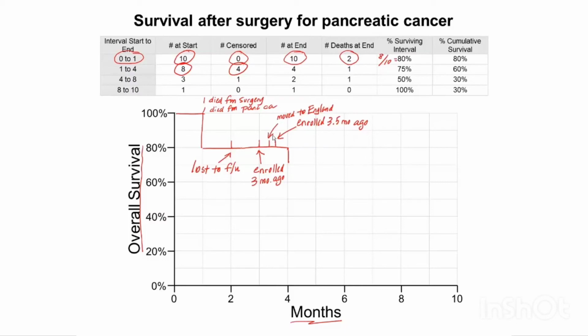Now at the end of this interval from 1 to 4 months, there are 4 patients at risk, and 1 dies. So the survival at that point is 3 out of 4 patients still alive, a 75% survival for that interval. So from this point down, we have 75% of 80%, or 60%. So at that point, we have 60% survival. And this patient right there, 1 died from pancreatic cancer.